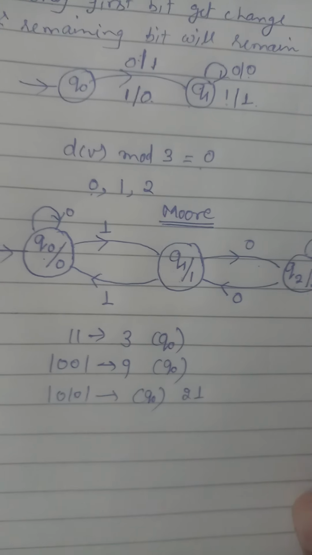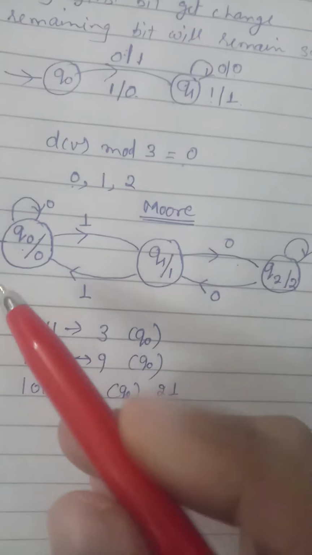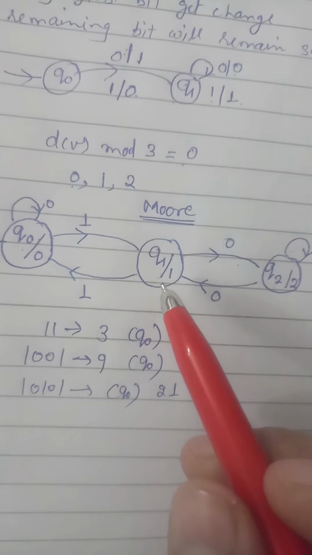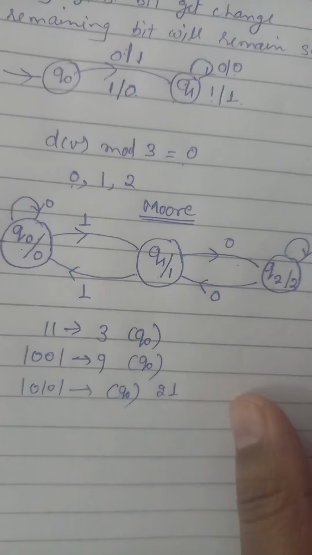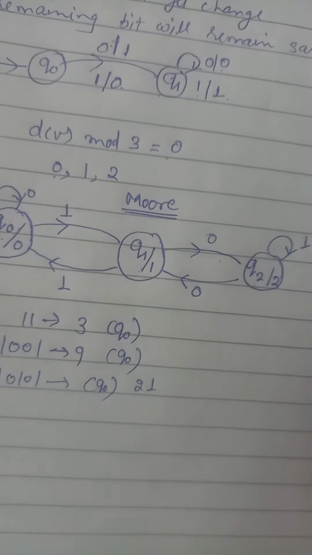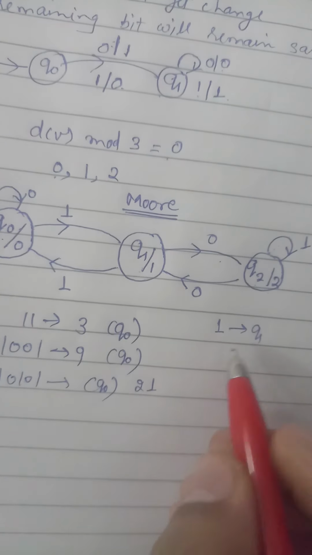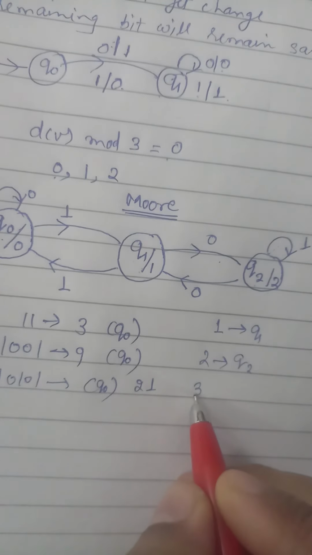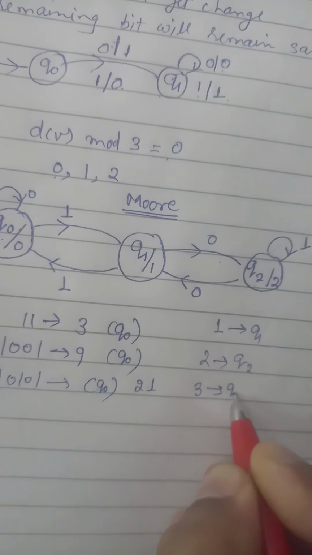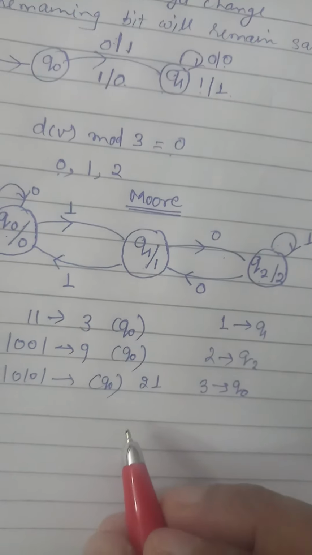In a similar way, whenever we are getting a multiple of 3, we are reaching Q0. If it is giving us 1 remainder, then we are reaching Q1. If it is giving us 2 remainder, then we are reaching Q2. So in this way we can make a Moore machine for divisible by 3. In a simple way we can say, when we get 1 we are reaching Q1, for 2 we are reaching Q2, and for 3, or divisible by 3 completely, we are reaching Q0.